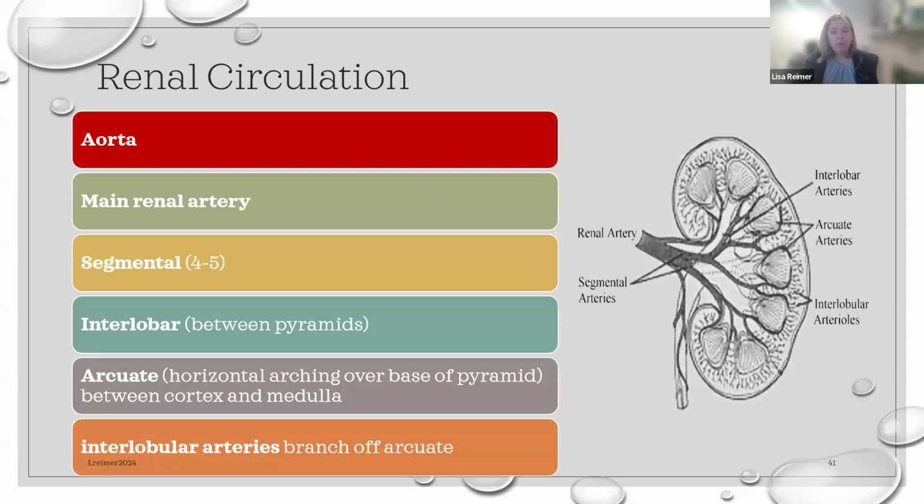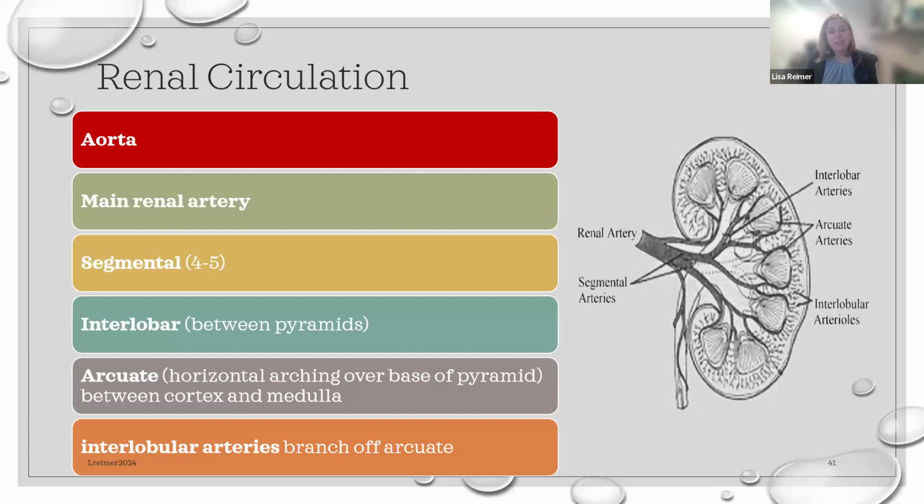So a review of how circulation to the kidney works. So it all starts with the aorta. The aorta will give rise to the right and left renal artery. At the hilum of the kidney, you'll have your segmentals. They're usually about 4 to 5. And then as the vessels move out to the cortex, it's kind of like tree branches. So then we have more interlobar between the pyramids. We'll have arcuate arteries that course horizontally over the base of the pyramids. And then little tiny intralobular arteries that feed that cortex. So as we go out further, the vessels get smaller.